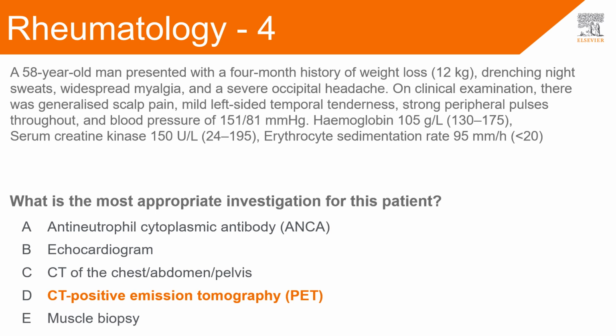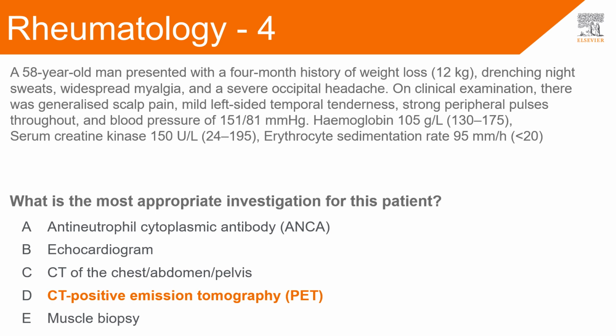Now, what about this then? If we think this is GCA, why do we choose D? Let's go through each one in turn. Why isn't it ANCA? Well, ANCA, if you were thinking about small vessel vasculitides, so granulomatosis with polyangiitis, GPA, or microscopic polyangiitis, MPA, but with this patient's presentation, with this scalp pain and temporal tenderness, that tells me this is GCA, giant cell arteritis. This is a large vessel vasculitis. So ANCA would not be appropriate at this stage. ANCA is used for small vessel vasculitic disorders.